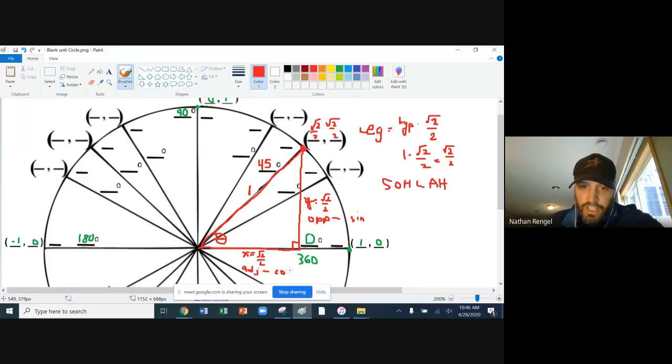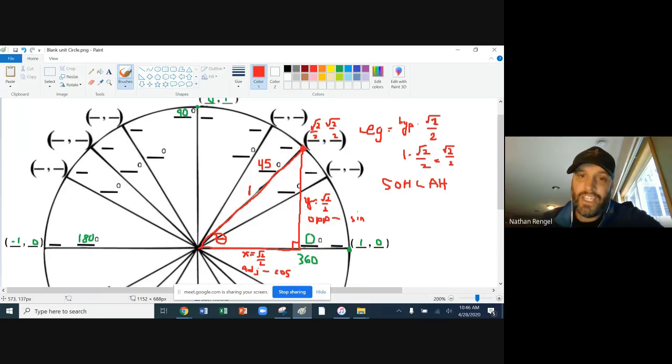So another thing in our class check yesterday was that the x coordinate represents the cosine. The y coordinate is going to represent your sine. So the cosine of 45 degrees is square root of 2 over 2, and the sine of 45 degrees is going to be the square root of 2 over 2. So that's another thing that we talked about back in geometry.